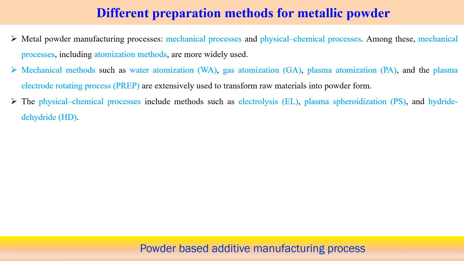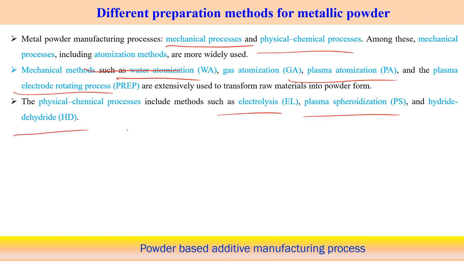Now, different preparation methods for metallic powder. We will see the ways we can prepare the metallic powder. There are different ways: one is mechanical processes, and the other is physical chemical processes. Among the mechanical processes, we use different atomization techniques to create the metallic powder: gas atomization, plasma atomization, and the plasma rotating electrode process. These are the typical mechanical methods to produce powder particles. In the physical chemical process, we use electrolysis, plasma spheroidization, and the hydride-dehydride method to produce powders. Here I will discuss the most conventionally used methods of manufacturing powders, not all of them.